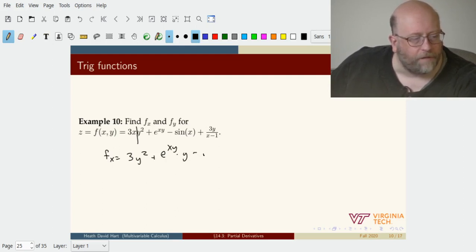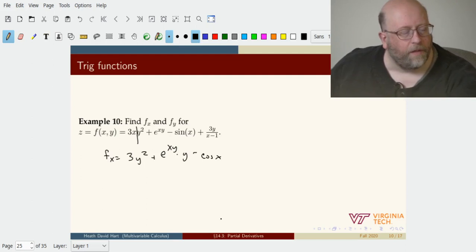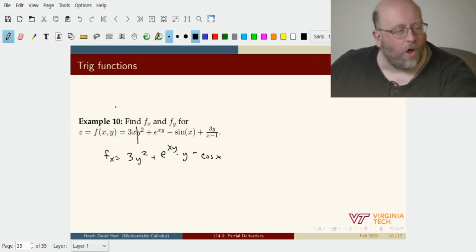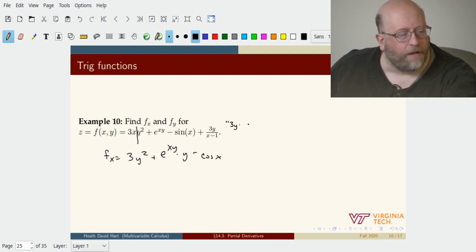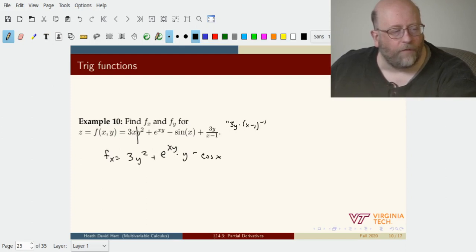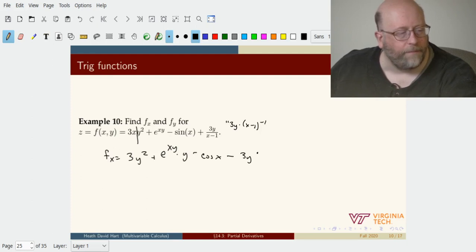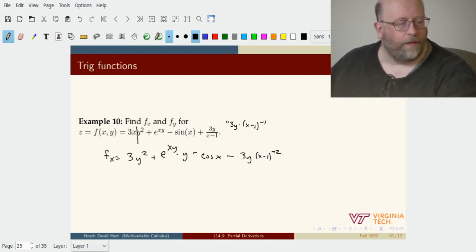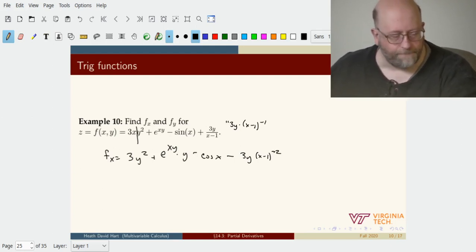Sine of x becomes cosine x, and for 3y over x minus 1, it might help to think of this as 3y times x minus 1 to the negative 1 power. The negative 1 comes down in front, so it'll be minus 3y times x minus 1, and the negative 1 now becomes a negative 2. Let's see if that works.